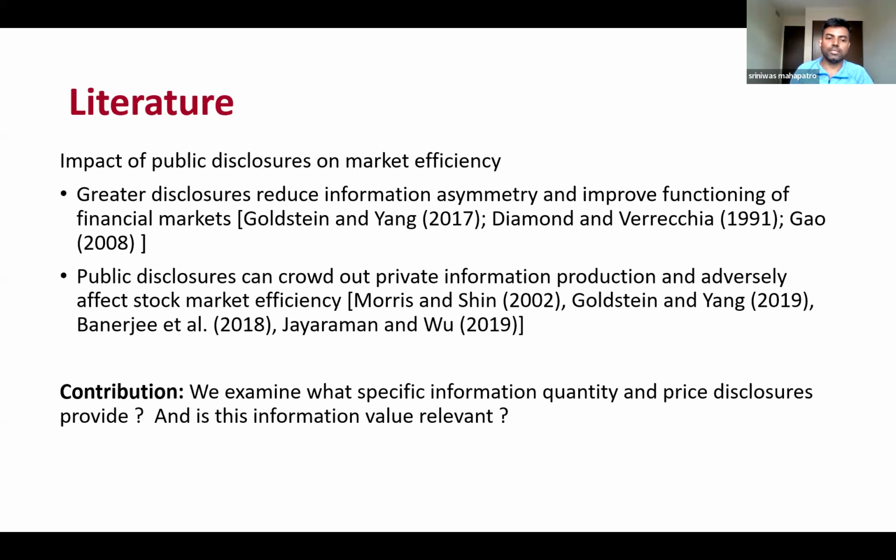So in this case, what we are doing is examining some specific information disclosure about quantities and prices, and we are eventually checking whether it is value relevant or not. And what we find is that the disclosures for product quantities and prices are actually value relevant.